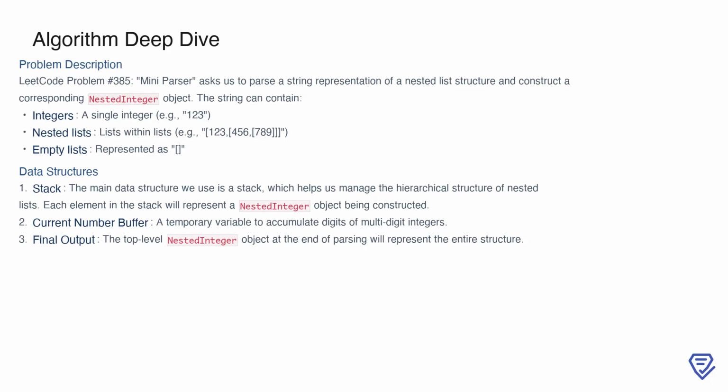To tackle this, we'll rely on a few data structures. The primary one is a stack, which helps us manage the hierarchical nature of nested lists during parsing, with each element in the stack corresponding to a nested integer object under construction. Additionally, we'll use a temporary variable, referred to as the current number buffer, to accumulate digits for multi-digit integers. Finally, once the parsing is complete, the top-level nested integer object in the stack will represent the entire nested structure and serve as our final output.